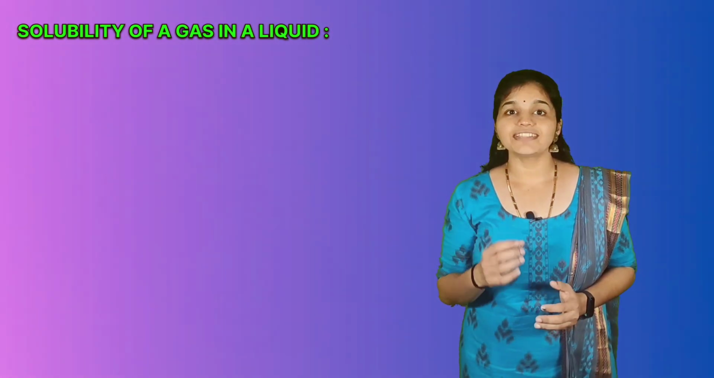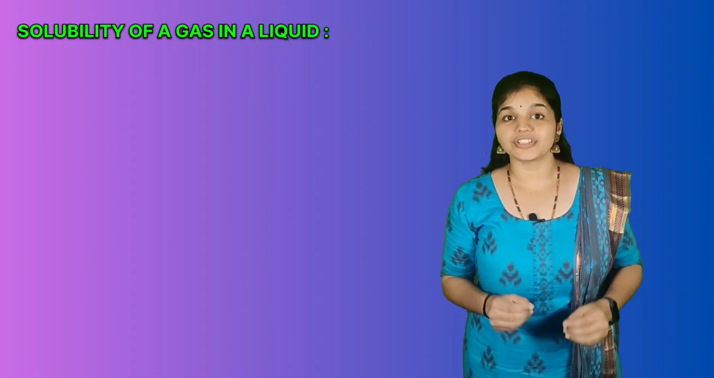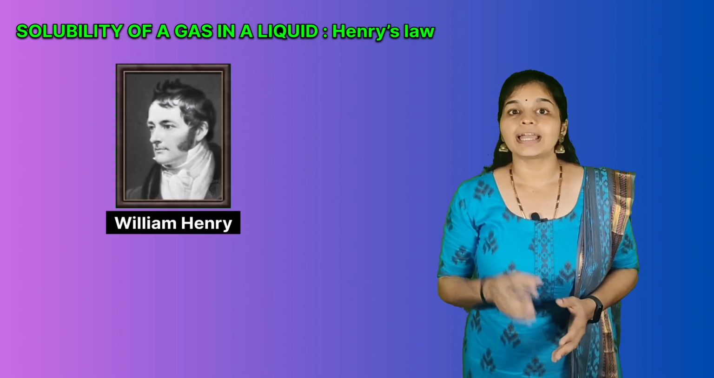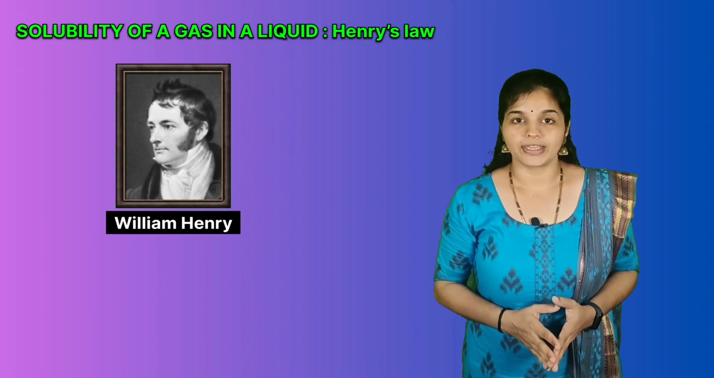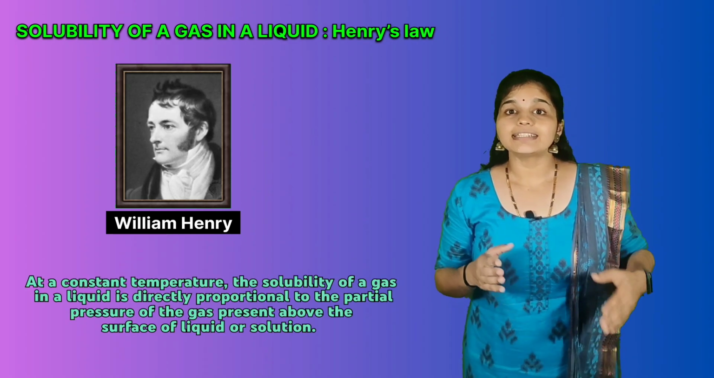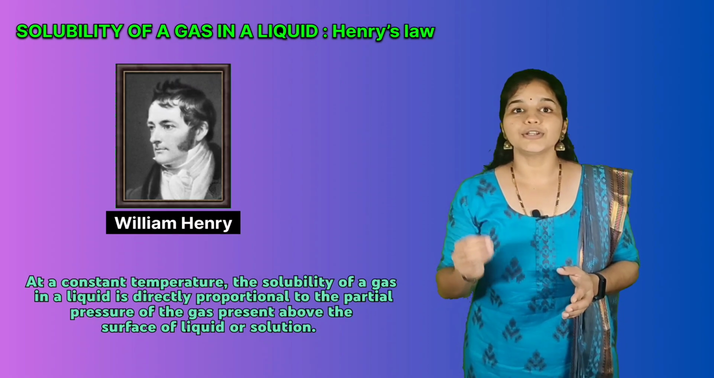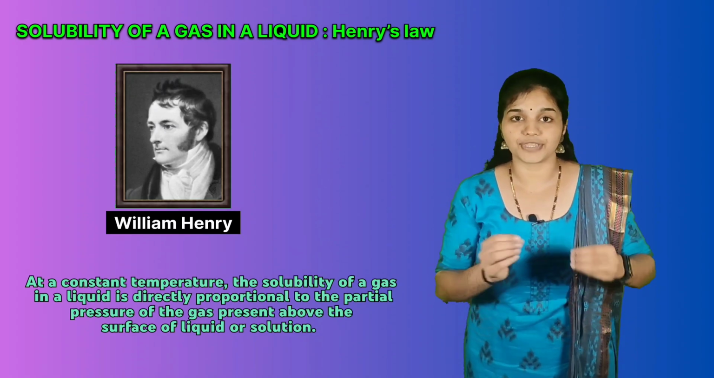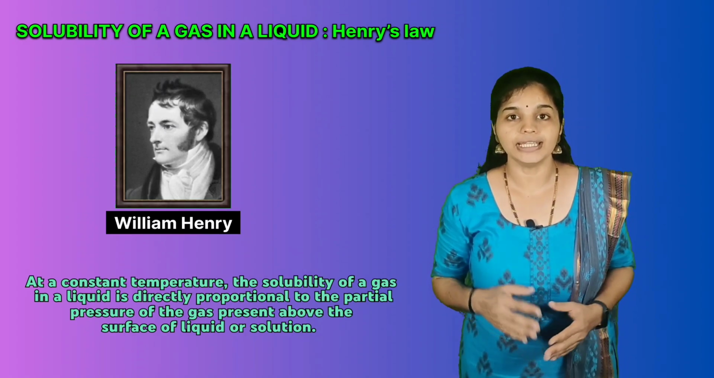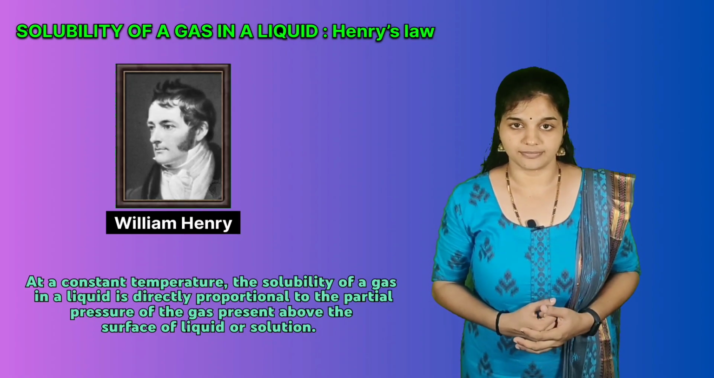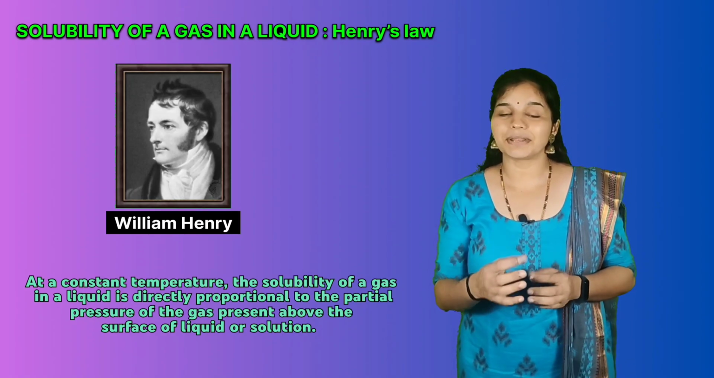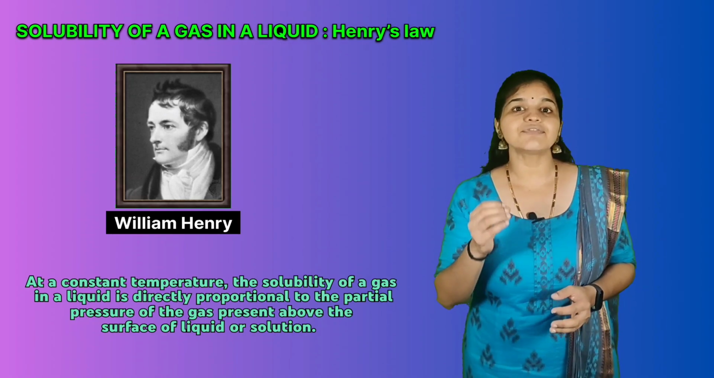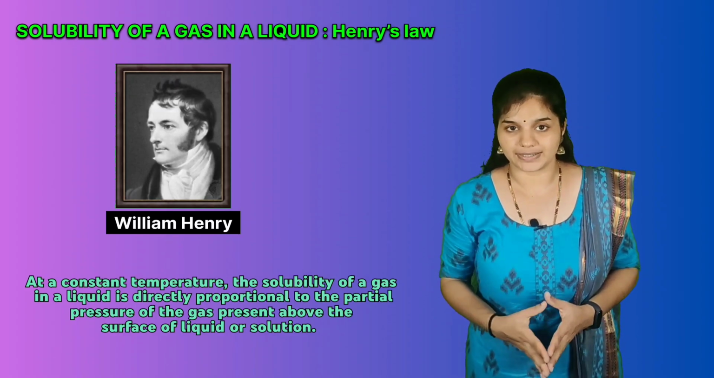The first quantitative relation between pressure and solubility of a gas in a solvent was given by Henry, which is known as Henry's law. This law states that at a constant temperature, the solubility of a gas in a liquid is directly proportional to the partial pressure of the gas present above the surface of the liquid or solution. At the same time, Dalton independently stated that the solubility of a gas in a liquid solution is a function of partial pressure of the gas.